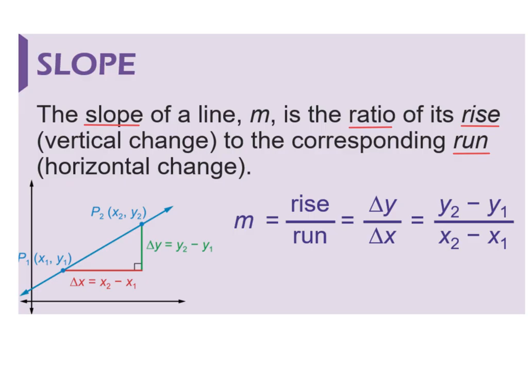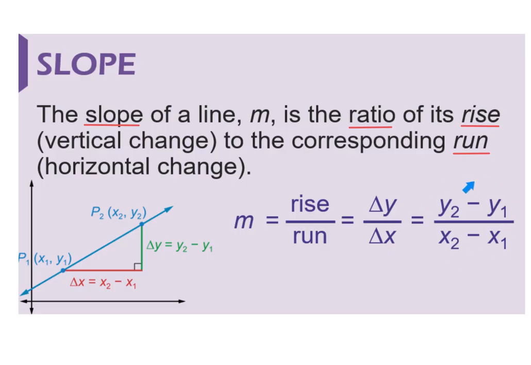The slope of a line we refer to in a variable m is the ratio of its rise, which is the vertical change, to the corresponding run, which is the horizontal change. So again, you should be very familiar with this. We represent slope with the m. That is rise over run. This triangle, this is the Greek letter delta, which always means change. So we have delta y, or change in y, over delta x, change in x.